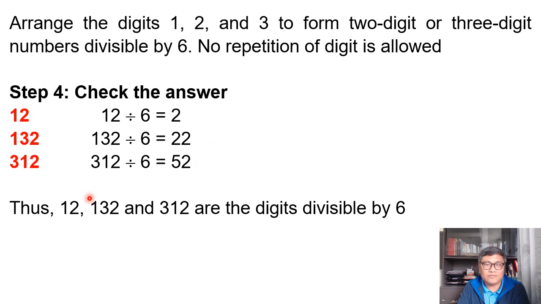So here you have to check your answer. Definitely, you can always divide 12 by 6. You can divide 132 by 6. You can divide 312 by 6, and it will give us a whole number value. So therefore, 12, 132, and 312 are the numbers that are divisible by 6.